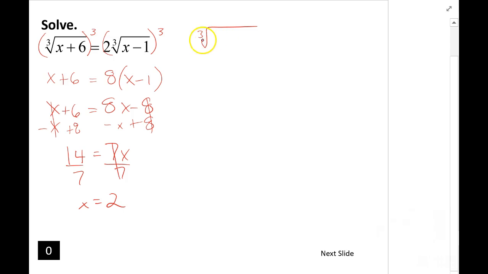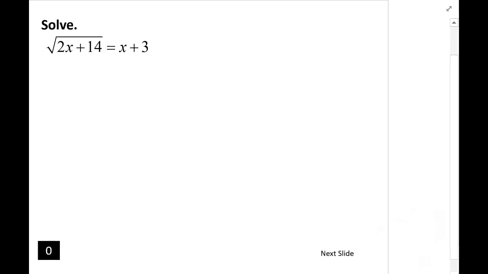So now we'll plug in 2. Well, 2 plus 6 is 8. And then we'll plug in 2 over here. We'll have 2 minus 1, which is just 1. And then I know the cube root of 8 is 2. And then cube root of 1 is just 1 times 2 is 2. So boom, that's good.